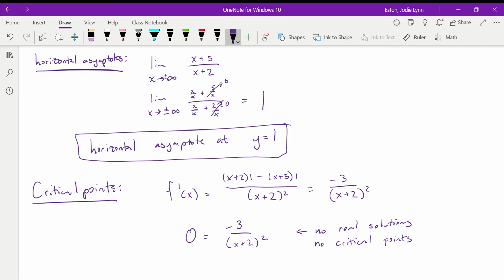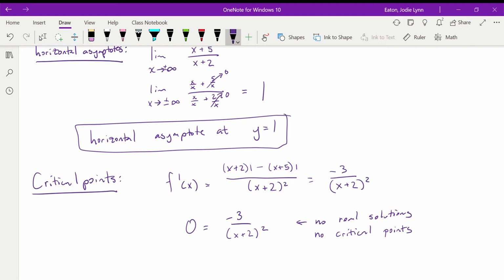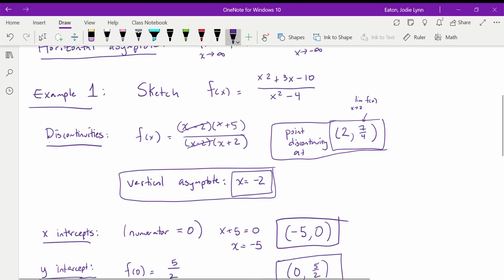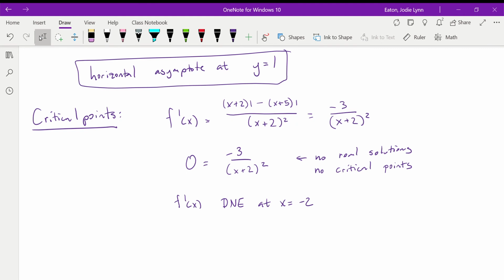We do have something happening at x equals negative 2. So f prime of x does not exist at x equals negative 2. But if we look back, we already have a vertical asymptote here. So this is because of the vertical asymptote. Because of the vertical asymptote, it doesn't exist, so we don't need to investigate that as a critical point. But we do need to always, when we're making our sign chart, put vertical asymptotes in because f of x can change from being decreasing to increasing, or it could potentially change concavity at that point. So we do need to investigate that.